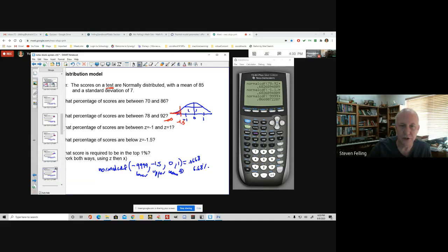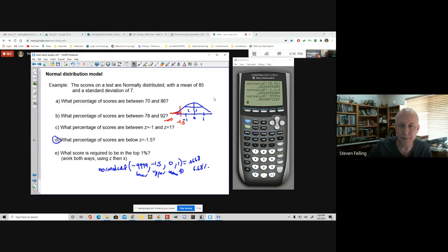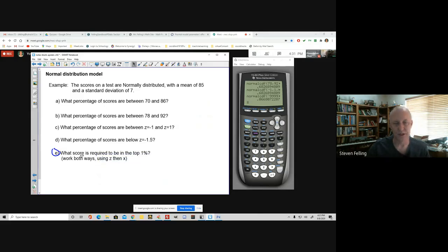All right, so for this one, it asks us to say what score would you need to get on this test to be in the top 10%. And it suggests that we work it both ways, using Z and using X. I think let's just use the Z score. I'll show you one way to do it. A good way to do it is, well, there's two ways to do it. Let's use the data first.